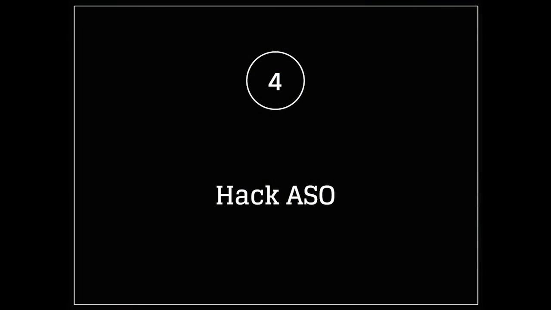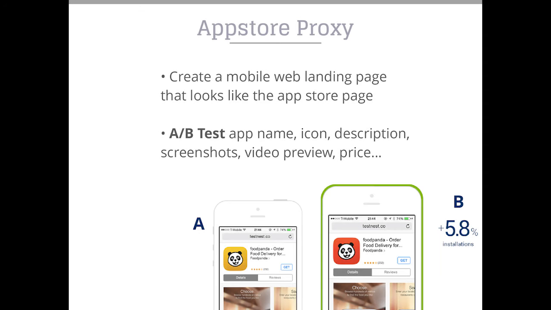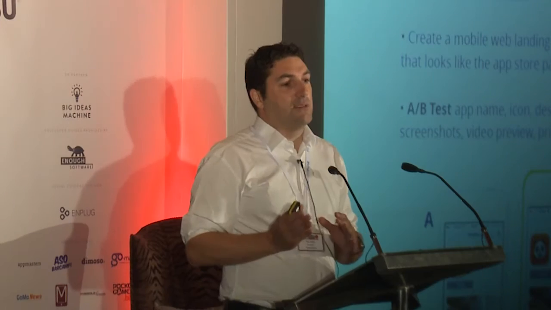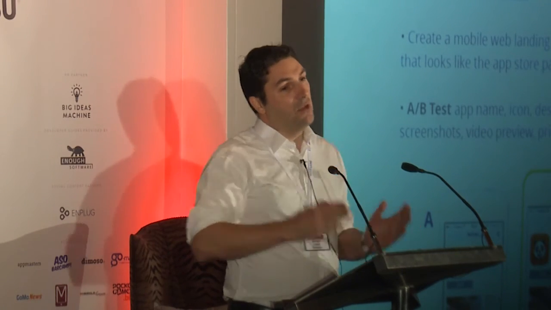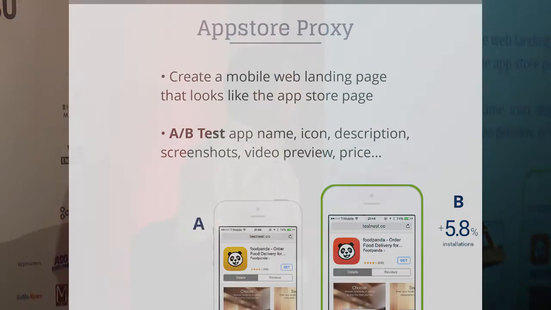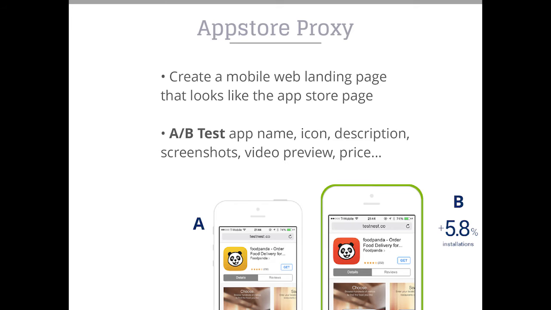You can't do that on the App Store page, but what we do is a method that I call App Store Proxy. What you do is you create a fake App Store mobile web page, and you test everything. You can test your icon, you can test your description, you can test the screenshot, and then you measure what works best, and you replicate what works best on your App Store page. This is called the App Store Proxy. And there are tools for that today. You have them here.